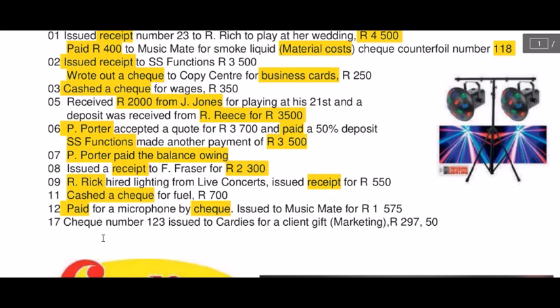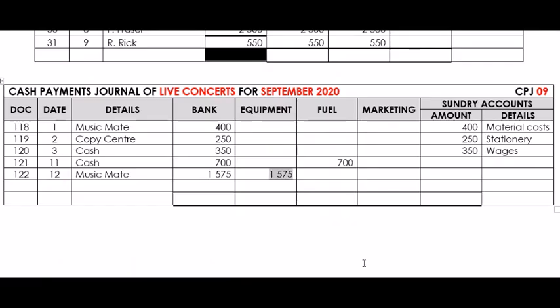And then the last one on the 17th, check number 123, issued to Cardies for a client gift. Now this is marketing. We're sending a client a gift. So we are basically trying to convince the client to buy from us by giving him a gift. So that counts as marketing. It's a CPJ transaction because there was a check. 123 on the 17th, we are buying this gift from Cardies. The value goes to bank and it goes to marketing.